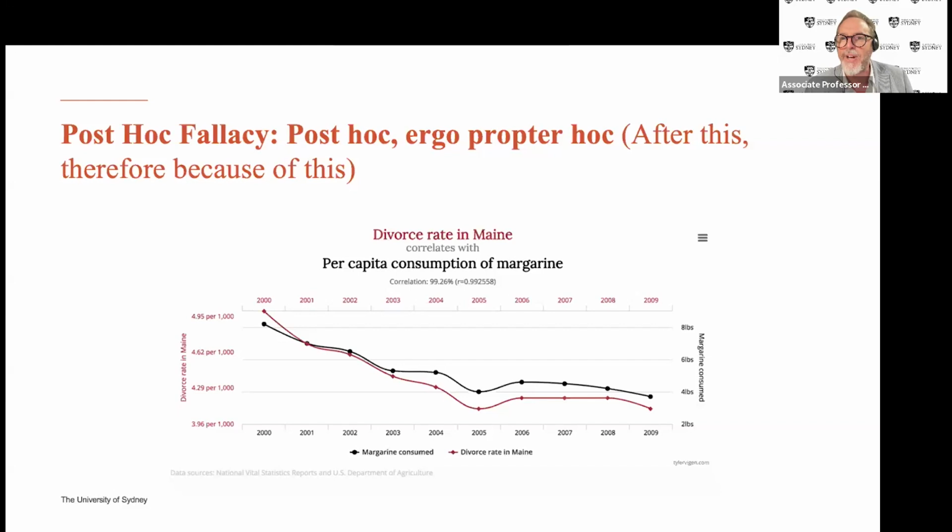Right, so when you look at those two patterns matching up, you might think, oh, this is a case maybe where getting divorced causes people to eat more margarine, or eating less margarine causes the divorce rate to go down. These would be very strange claims. So what we're supposed to take from this graph is, in fact, a different lesson. It's that sometimes events match up with each other and trends match up with each other, even though there's no causal connection between them.